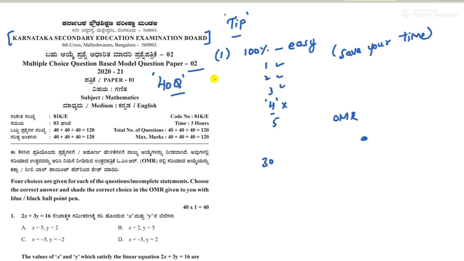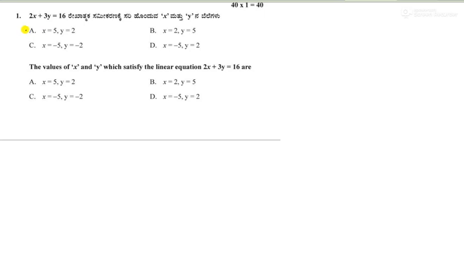Coming to the first question. So this is our first question. The values of x and y which satisfy the linear equation are dash. You just have to substitute the values of x and y such that it becomes equal to the RHS. In the RHS you have 16, right? 2x plus 3y equals 16. So without using a pen, you can just substitute the values, calculate in your mind and put the answer directly.